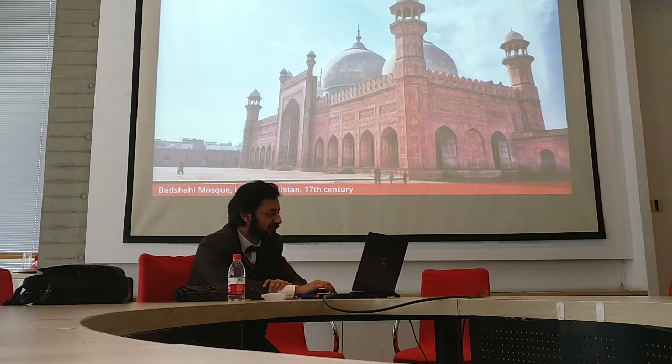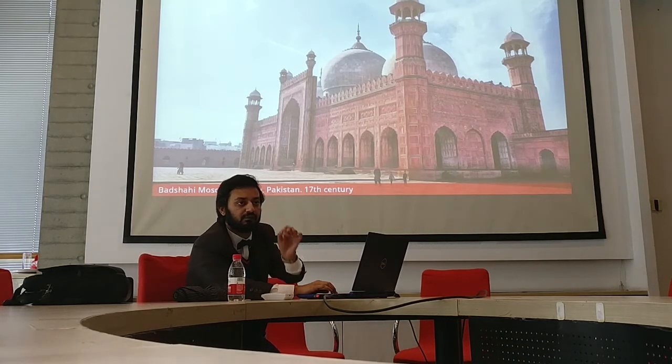The next example is one of the biggest mosques which was made at the time. Well, actually the biggest mosque of its time, and still considered as one of the biggest in all of Asia. This is the Badshahi Mosque, which the Mughals built around the 17th century. Same materials, they are using red sandstone with bits of marble in them.